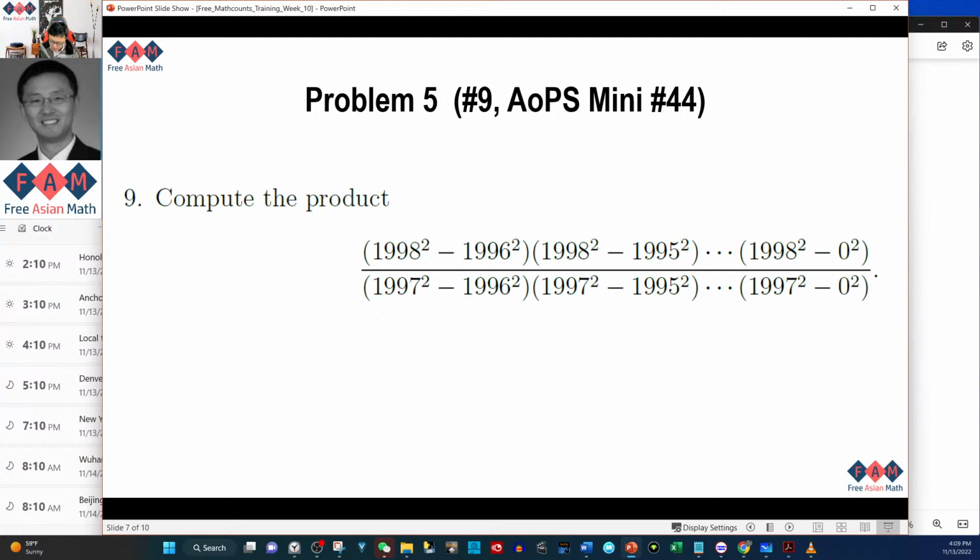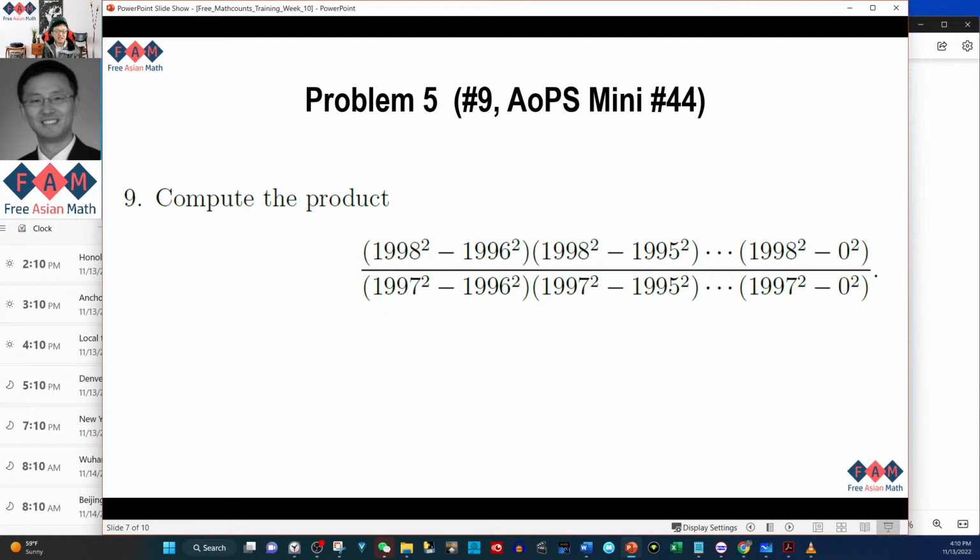In both the numerator and denominator, we have many terms multiplied together, but each term is a difference of square. So obviously you want to do cancellation. Can we cancel any of them directly? Just take a look. Nothing in the numerator is in common with the terms in the denominator. So we cannot cancel anything directly.